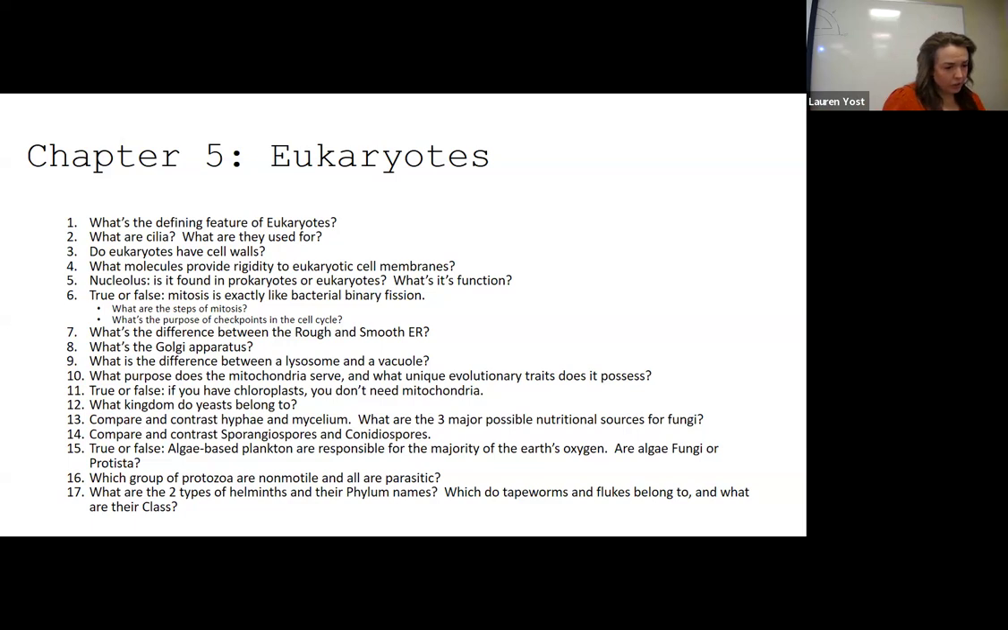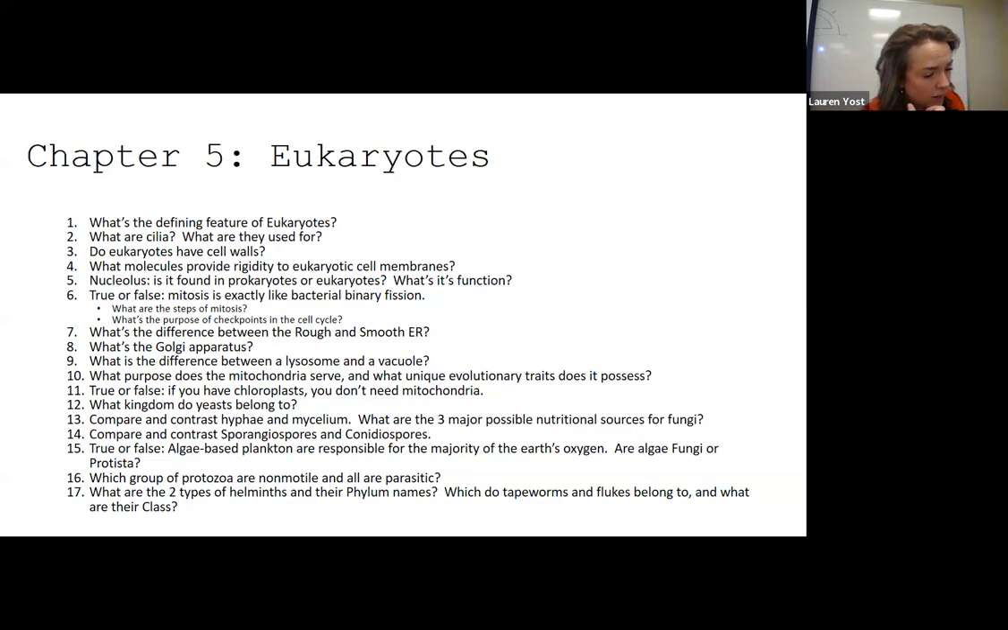Compare and contrast sporangiospores and conidiospores. This is actually ending in spores, but sporangiospores are the spores that come from the sporangiophores, which are those structures that are covered to contain the spores whenever you are a sporulating fungus. And the conidiospores are the spores that are given off by the uncovered conidiophores that are like the paintbrush ones. So open conidiophores, closed sporangiophores. The spores are coming from those structures.